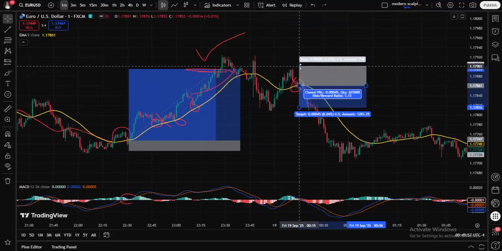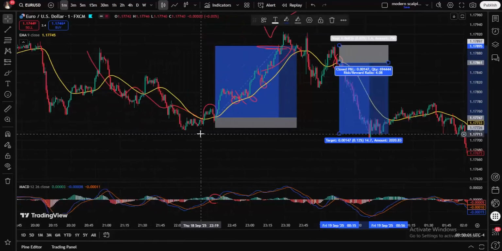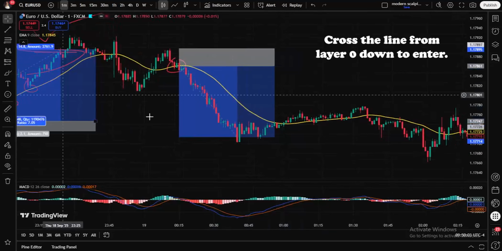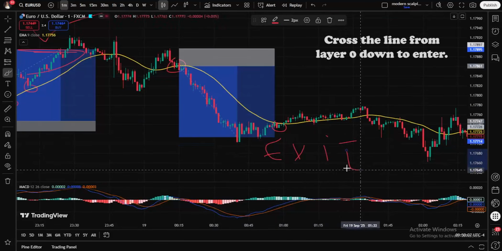Sell signal. When the price falls below the EMA 21 and the MACD also turns down or crosses below the zero line, this is a strong confirmation to enter the sell.